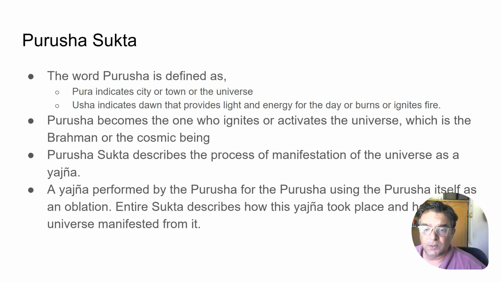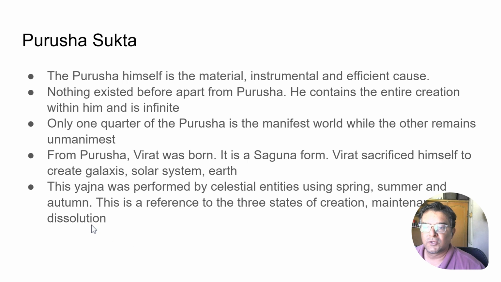And this is performed by Purusha. Now, in the beginning, there was nothing but Purusha, that is Brahman. So who is performing the yajna? Purusha is performing the yajna. He himself is the oblation, and he himself is the medium. So Purusha in this case is the material, instrumental, and efficient cause.